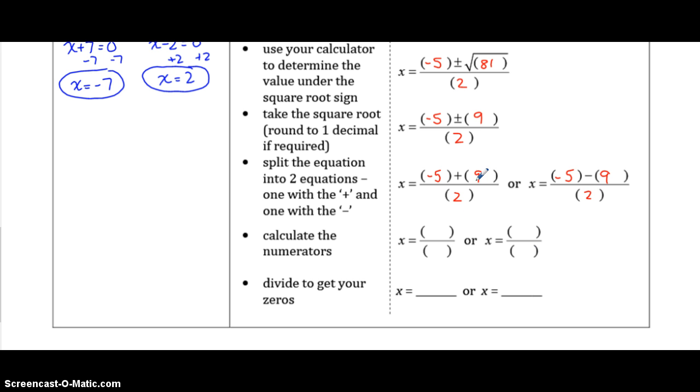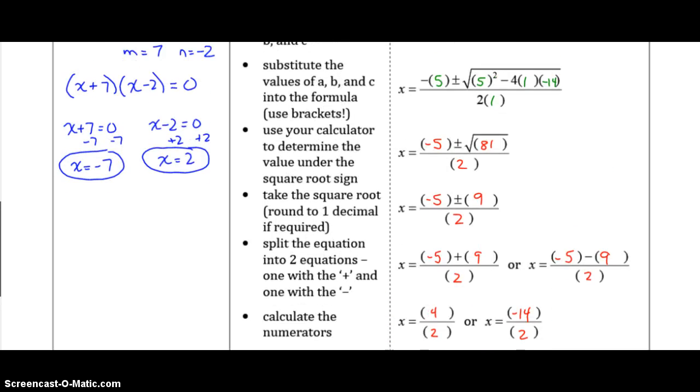You have to simplify the numerators first, so negative 5 plus 9 is 4, and 4 over 2 is 2. Negative 5 minus 9 is negative 14 over 2. Negative 14 divided by 2 is negative 7. And you can see here that's the same as those solutions.